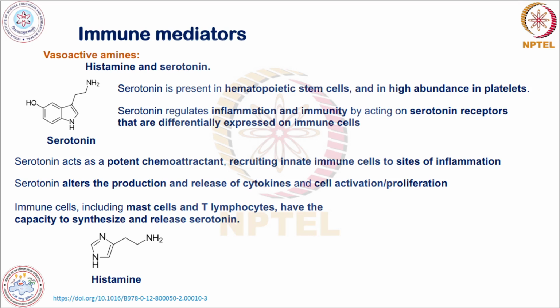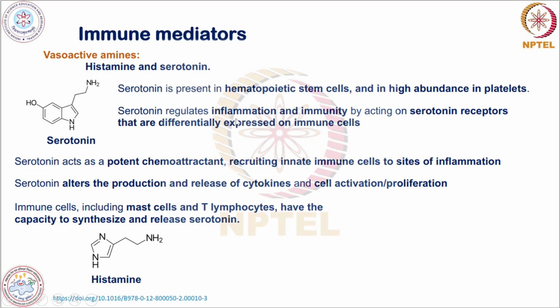And serotonin, it is a neurotransmitter. In that context, I think you might have heard this. Okay, no problem. We will take this. So, we generally think of serotonin as only a brain neurotransmitter, but it also has a key role in the immune system. It is found in hematopoietic stem cells and is highly abundant in the platelets.